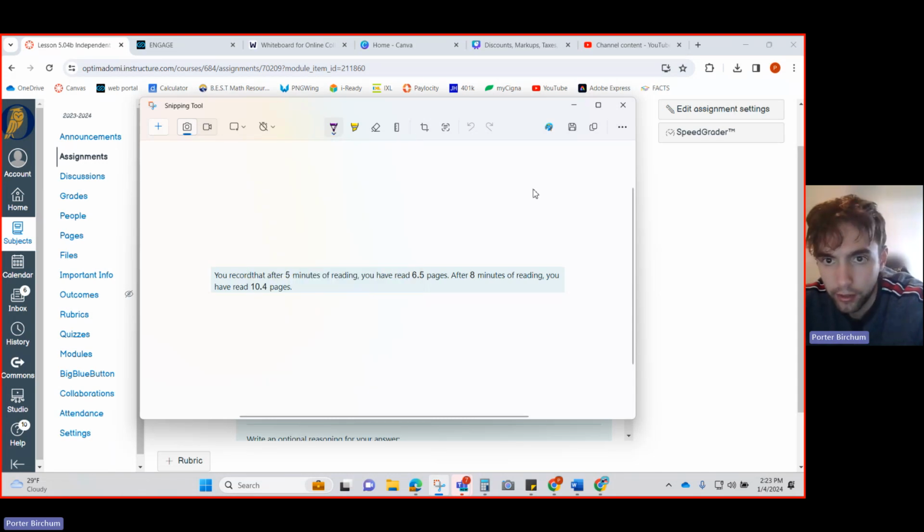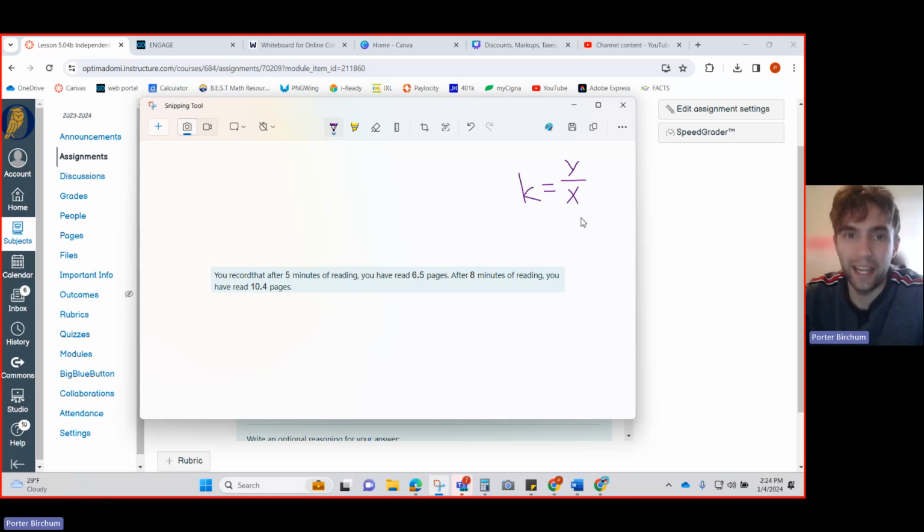To find the constant of proportionality, to find k, we need to do any y value divided by its associated x value. Now this description is a little harder than some of the tables that we saw before, because this description doesn't directly tell us what the y and the x are, like some of the tables did. But lucky for us, there are ways we can figure out what the x and the y are.